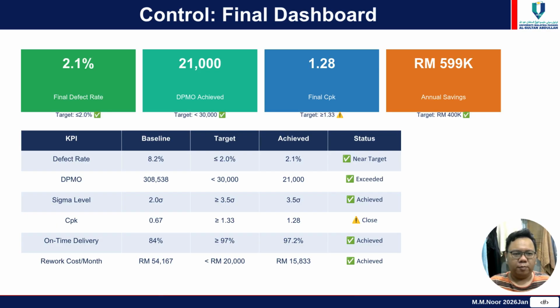The final dashboard summarizes project performance. Defect rate improved from 8.2% to 2.0%. The DPMO reduced from 308,538 to 21,000. Sigma level improved from 2 sigma to 3.5 sigma, and annual savings reached 599,000. Although the CPK value of 1.28 is slightly below the target of 1.33, the overall project objectives were successfully achieved.